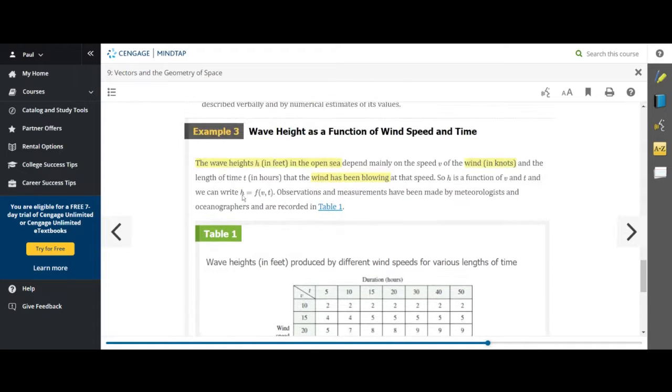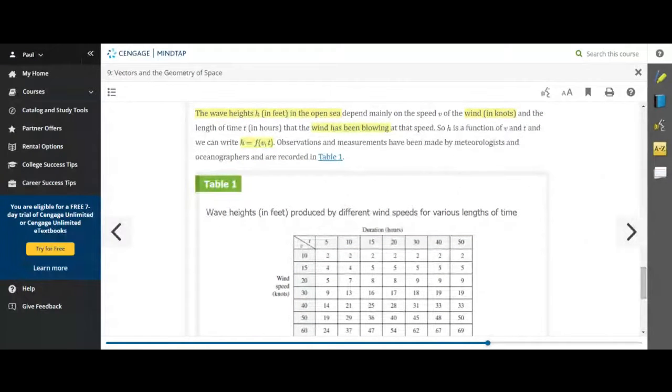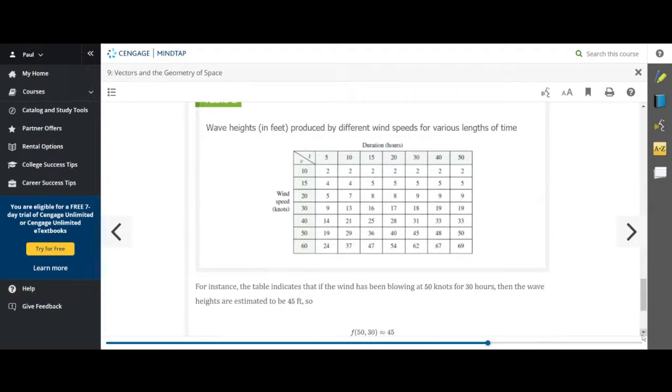Now we're going to be a little more formal. Suppose we want h as a function of v and t. Let's say that v is equal to 50. The wind speed's 50, and the duration is 30. What would the function value be? What would the wave height be when wind speed is 50 and duration is 30 hours? 45 feet. That's right. Good. And that's what they have here below.